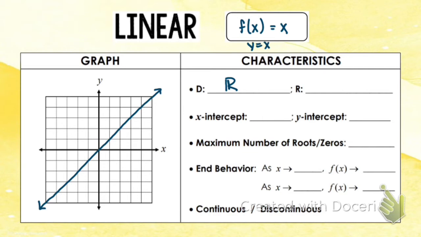For range, we're looking top and bottom. So at the bottom, we have an arrow pointing down, and at the top, we have an arrow pointing up. And there are no disruptions in the middle. So that means that our range is also all real numbers.